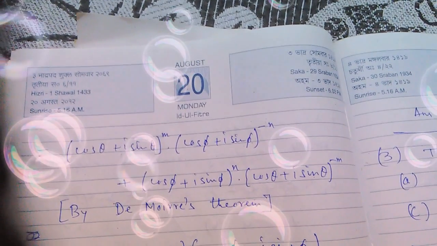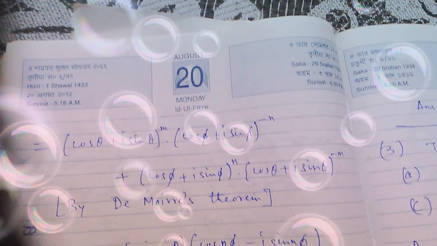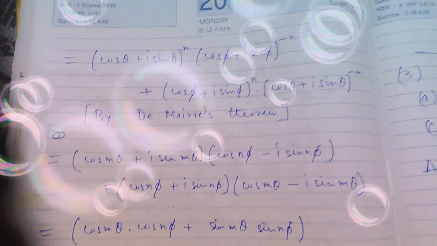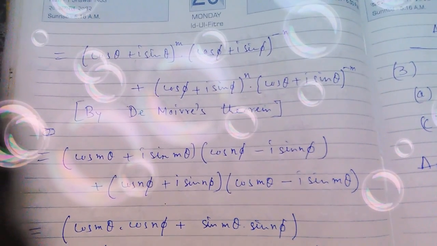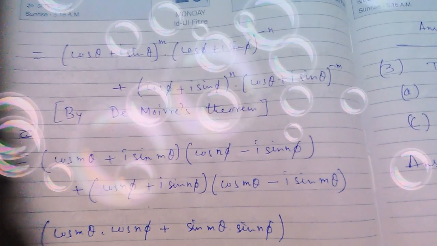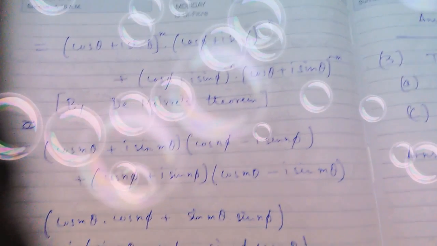Now if we put the value of x and y, then we will get (cos theta plus i sin theta) to the power m into (cos phi plus i sin phi) to the power minus n plus (cos phi plus i sin phi) to the power n into (cos theta plus i sin theta) to the power minus m. By de Moivre's theorem, it will be (cos m theta plus i sin m theta) into (cos n phi minus i sin n phi) plus (cos n phi plus i sin n phi) into (cos m theta minus i sin m theta).